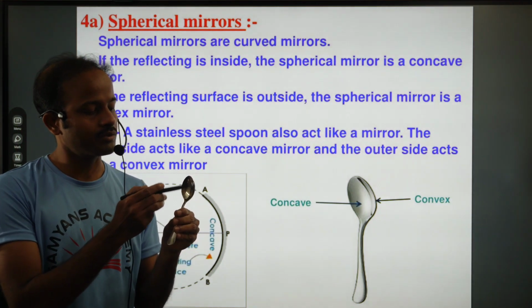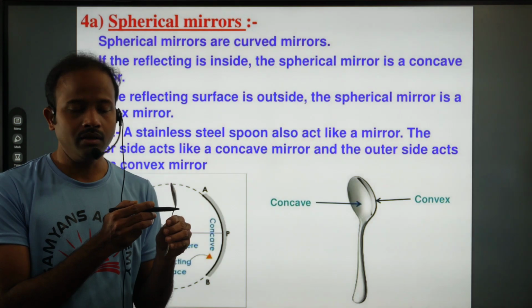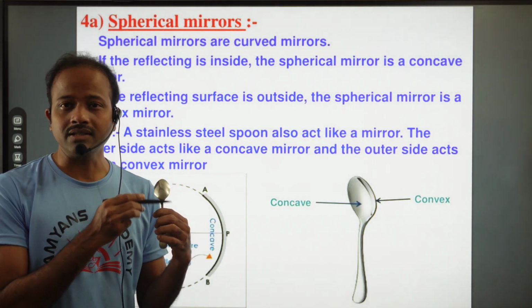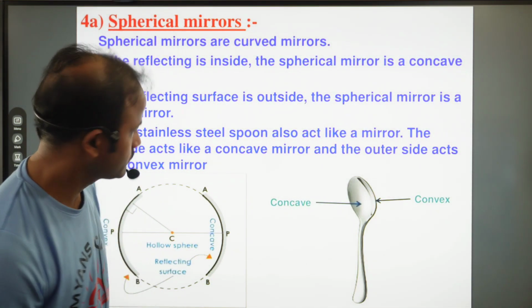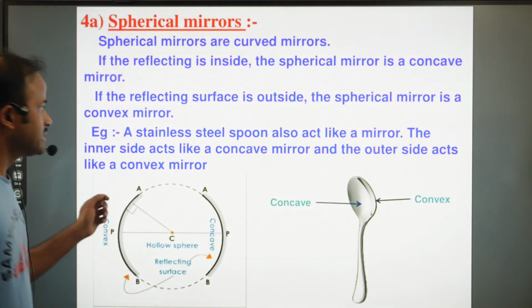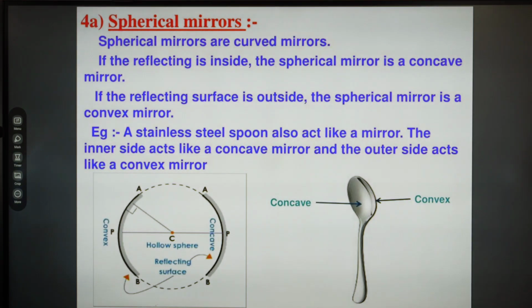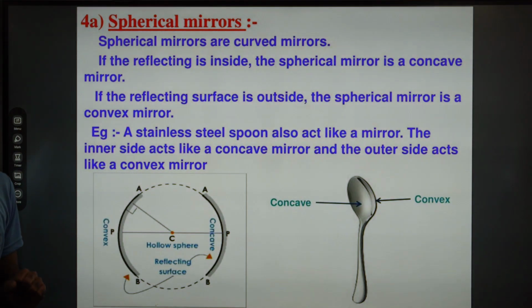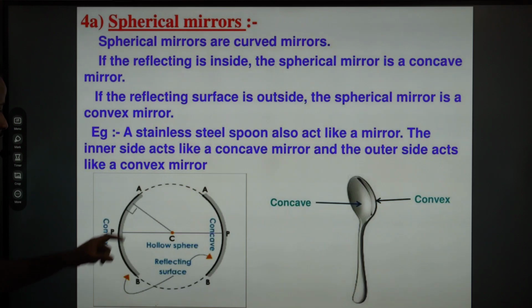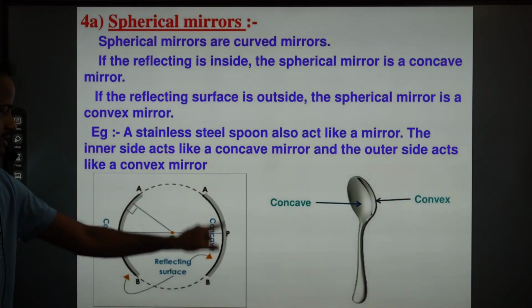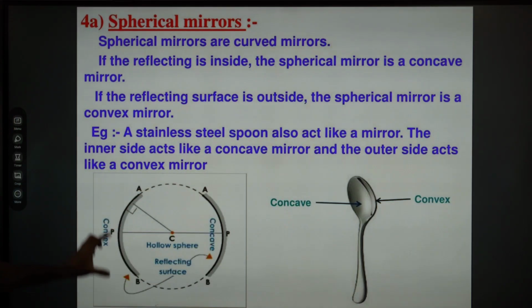The inner side of the spoon acts as a concave mirror, and the outer side of the spoon acts as a convex mirror. Now you see this is the spherical part, this is the sphere. Now we have drawn two mirrors.